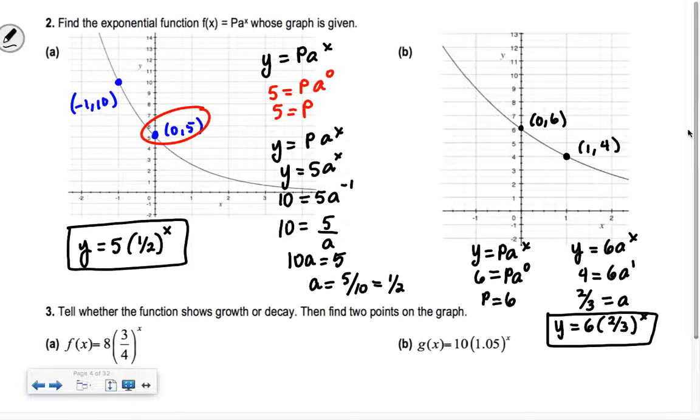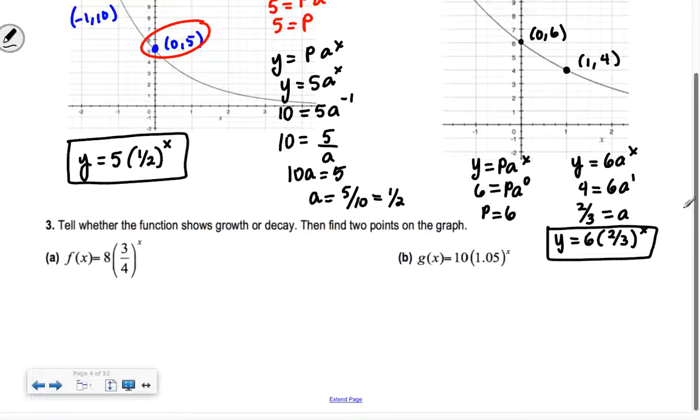All right, so let's decide if these next ones are growth or decay. So what we're looking for is the base of the exponent. So we want to know if that number is bigger than 1 or less than 1. So 3/4, less than 1. So is it going to get bigger or smaller? Smaller. So this is decay. And you could find 2 points in the graph. Sometimes I do like a little t-table. So if I plug in 0 and if I plug in 1, I can find those different values.